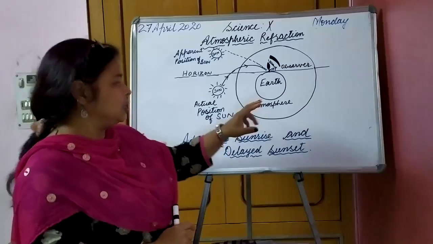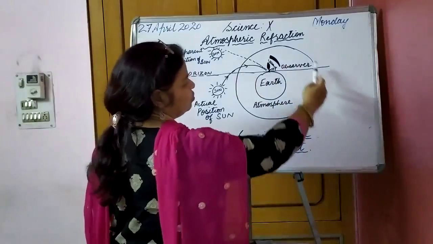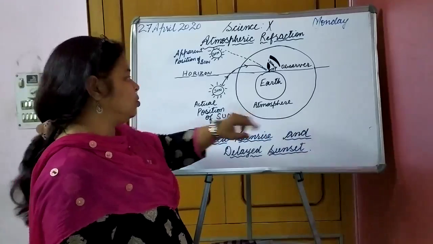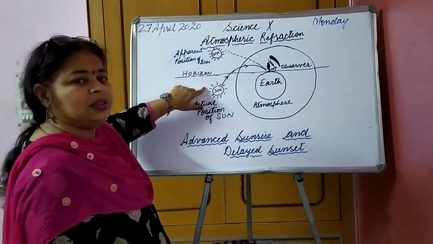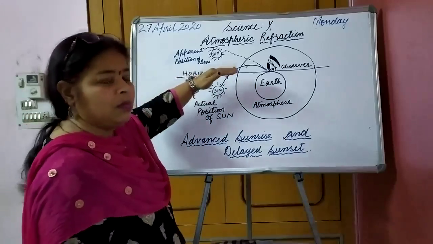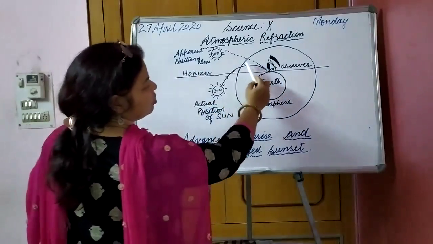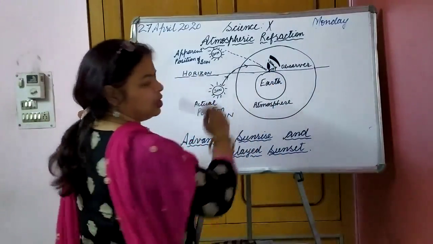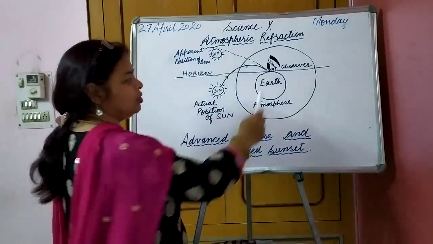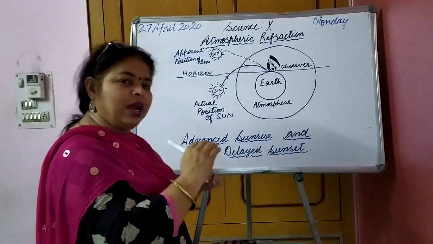Actually what happens is that the earth, as you know, is spherical in shape, and the atmosphere that I have shown with this circle is the atmosphere that is enveloping the earth. So when the sun is rising, before that, when it has still not risen but we see that it has risen, what is actually happening? The rays that are coming from the sun to the surface of the earth, to the observer's eye, again go through atmospheric refraction.